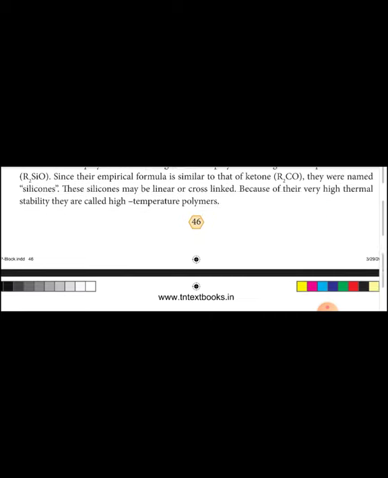So what are silicones? You have to write: silicones are polysiloxanes, they are organosilicon polymers with the general formula R2SiO. And why are they called high temperature polymers? Because they are polymers of very high thermal stability.